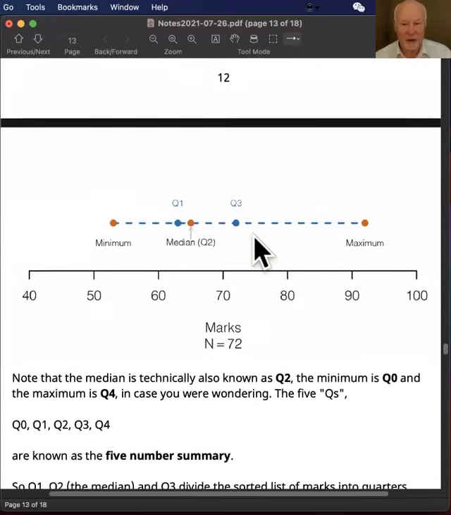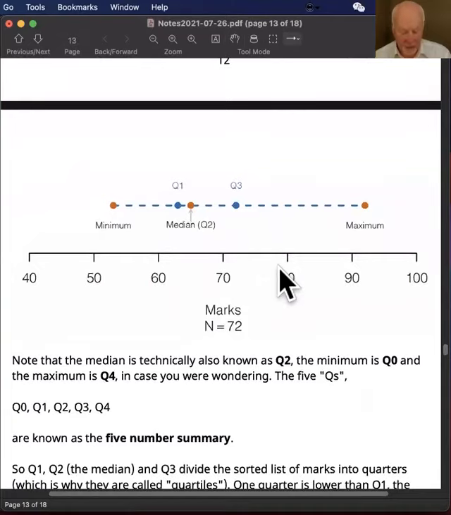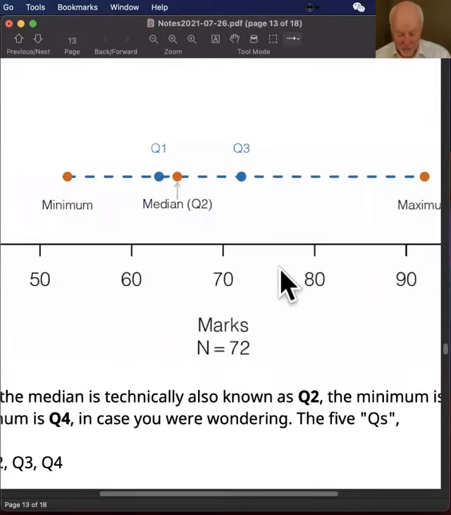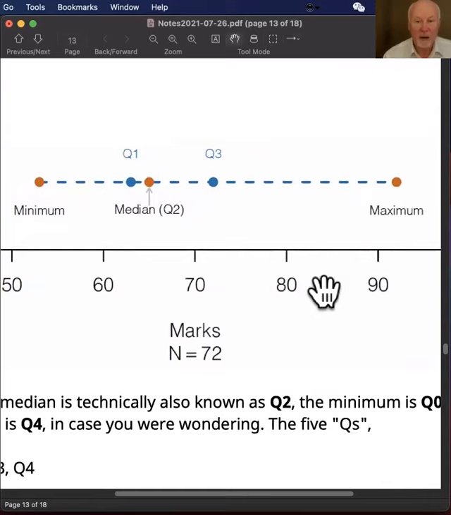So here's our visualization if we add in Q1 and Q3. So I'll just make that a little bigger so that we can see what's going on. So Q1 is marked there with a blue dot and Q3 with a blue dot there. And so what now happens is that Q1 and the median and Q3 divide the data into quarters.